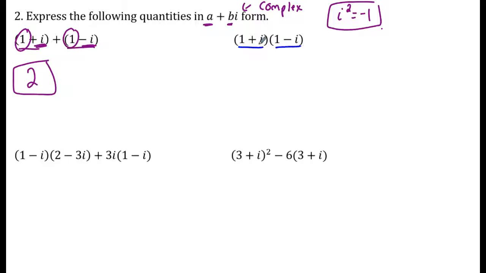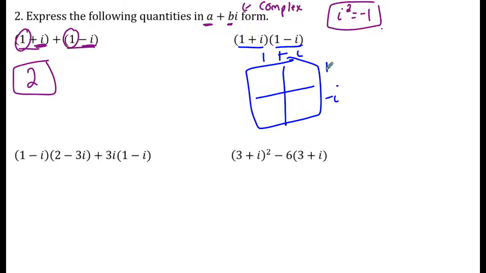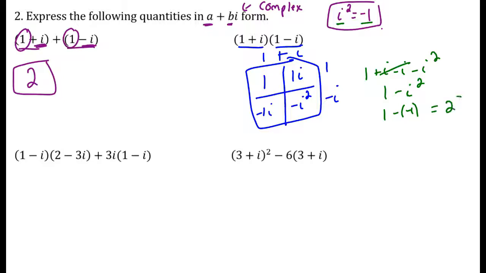To multiply complex numbers, well, they're binomials, so I'm going to make a table. 1 plus i, 1 minus i. 1 times 1 is 1, i times 1 is i, 1 times -i is -i, and i times -i is -i squared. So I get 1 plus i minus i minus i squared. Those add to 0, so I get 1 minus i squared. But we know that i squared is -1. So I get 1 minus -1, which happens to also be 2.